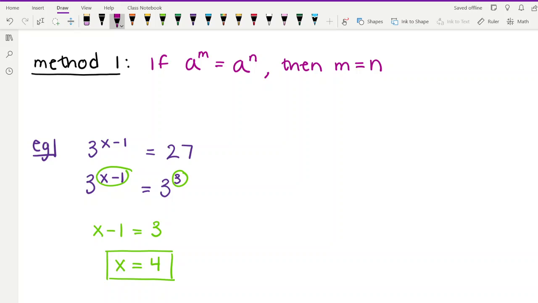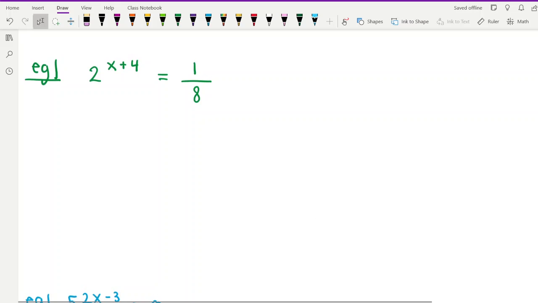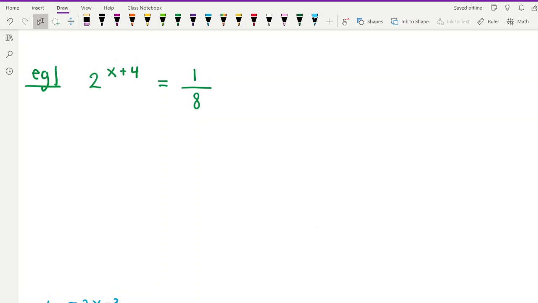This method is really only going to be useful when the right-hand side is a nice number, a number that you can easily see how to write as a power of the base on the left-hand side. So let's look at another example. 2 to the x plus 4 is equal to 1/8. Just like the last one, this right-hand side can be written as a power of 2. 1/8 is 2 to the negative 3.